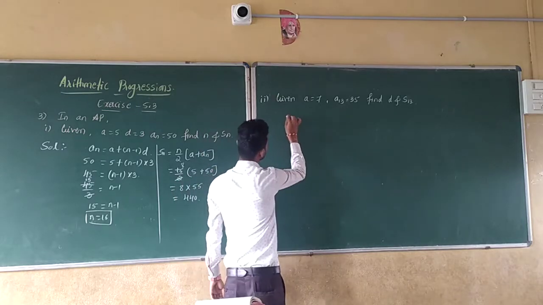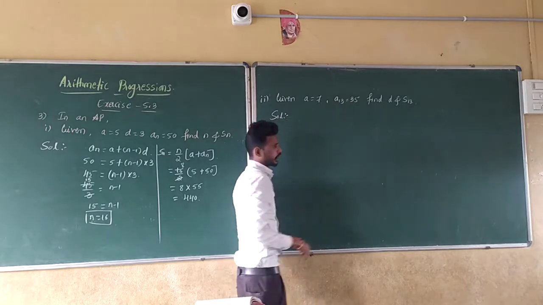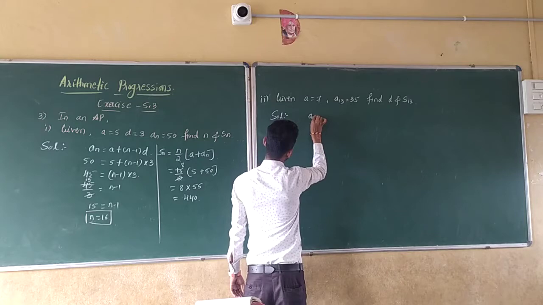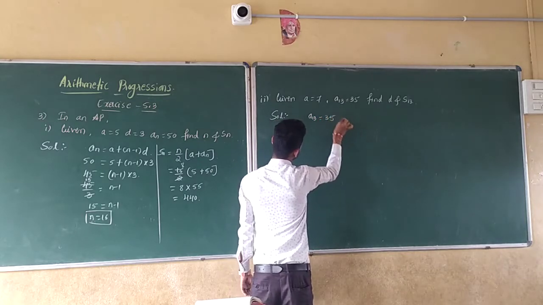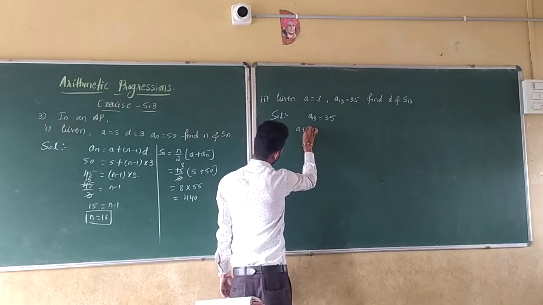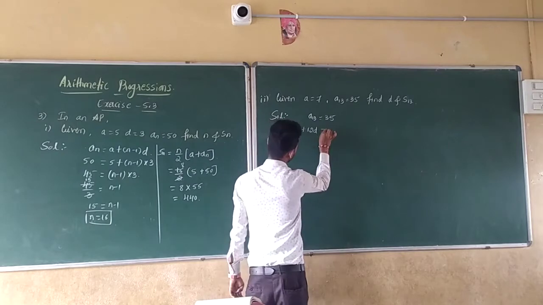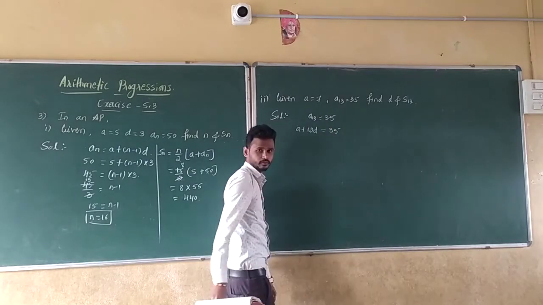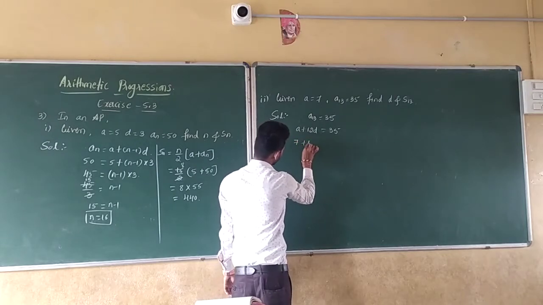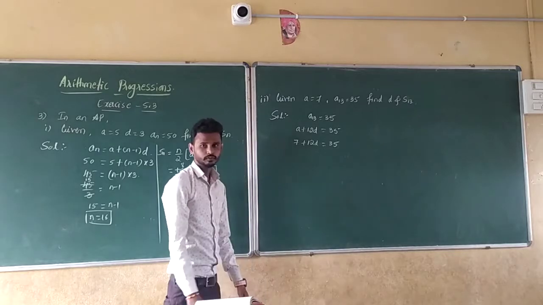So here, just use the a13, you will get the d value. So a13 equals what is there? 35. So a13, what can you write? a plus 12d, which is equal to 35. So now a, how much is there? 7 plus 12d, which is equal to 35.